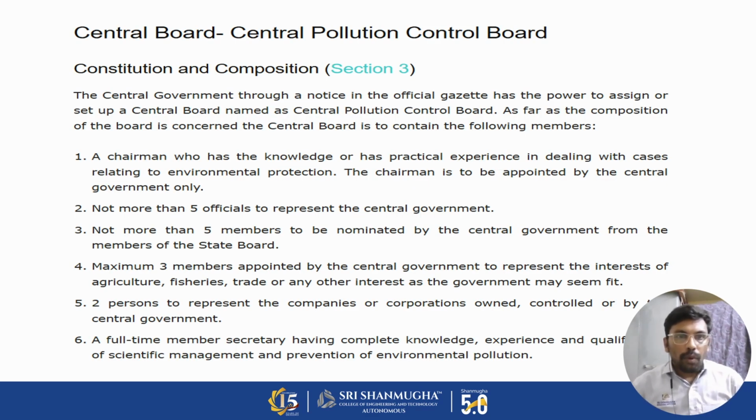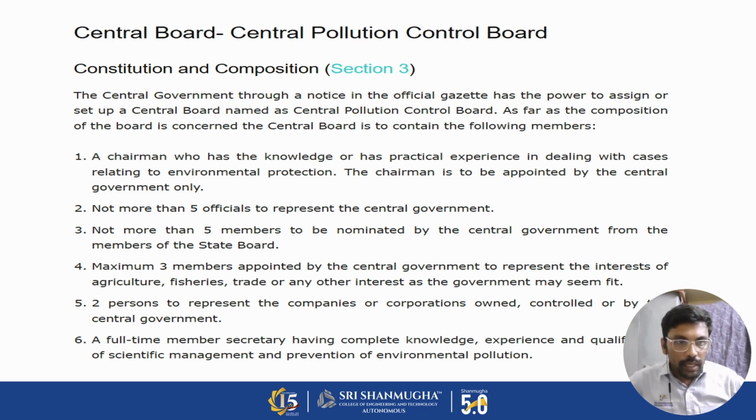The Central Pollution Control Board, CPCB, its constitution and composition is based on Section 3. Based on Section 3, the central government, through a notice in the official gazette, has the power to set up a central board named the Central Pollution Control Board, CPCB. As far as the composition of the board is concerned, the central board has the following members.